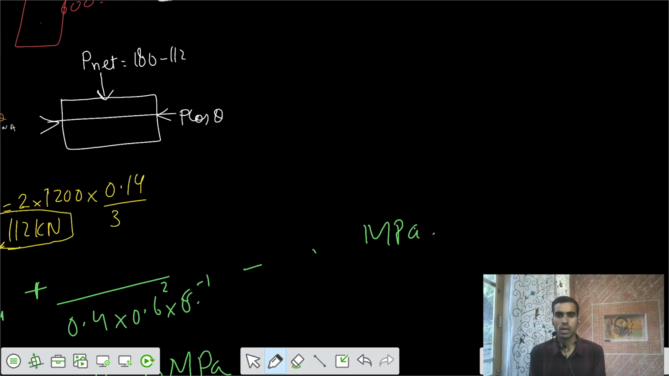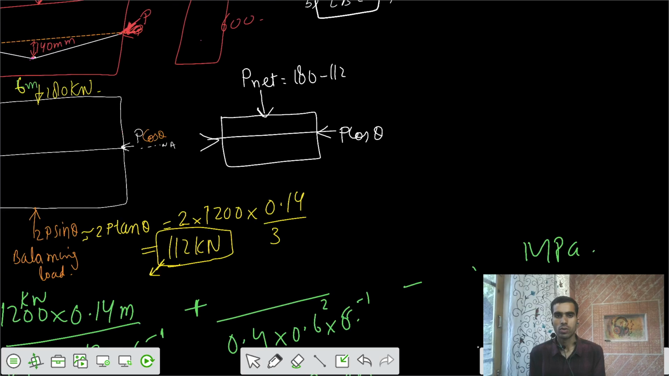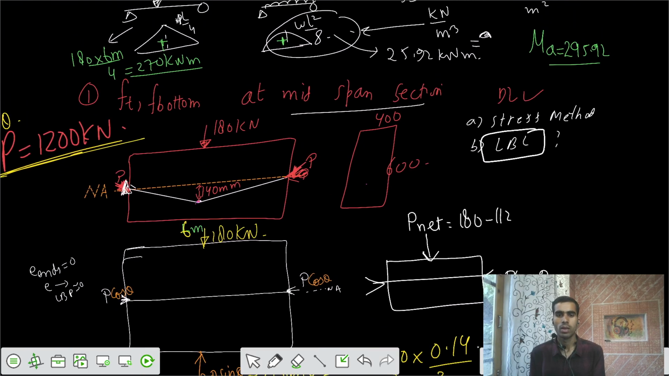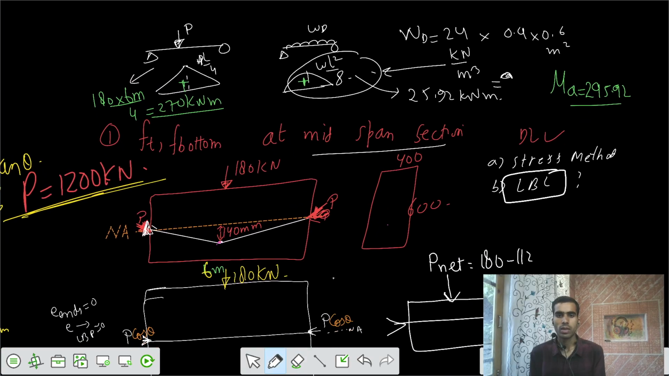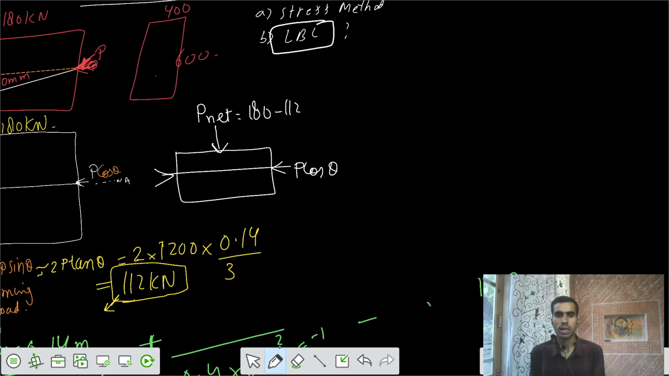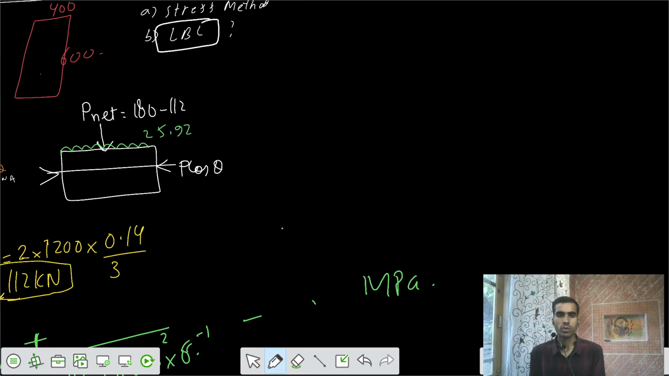I think there is some dead load also. Because of the dead load, the moment at the midspan was 25.92 kilonewton meters. So I would say the final calculations would correspond to the load balancing concept.